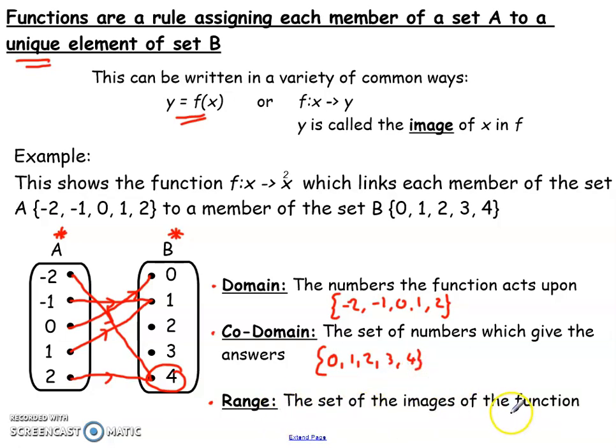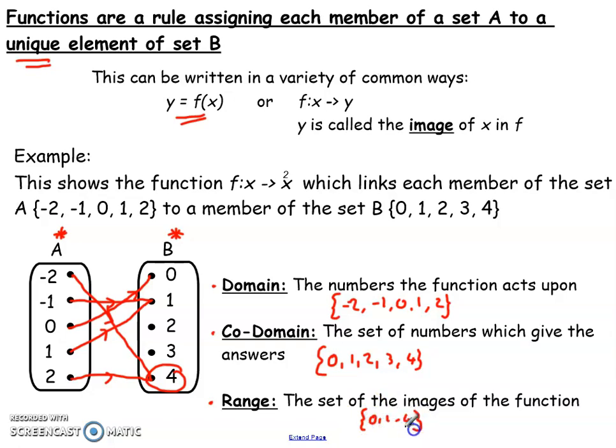Now what that means is my range is the solutions I will get from the function. So what values and answers could I get? Now in this case, I only got 3 possible answers. I got 0, I got 1, and I got 4. So in my range, those are the only numbers I include.